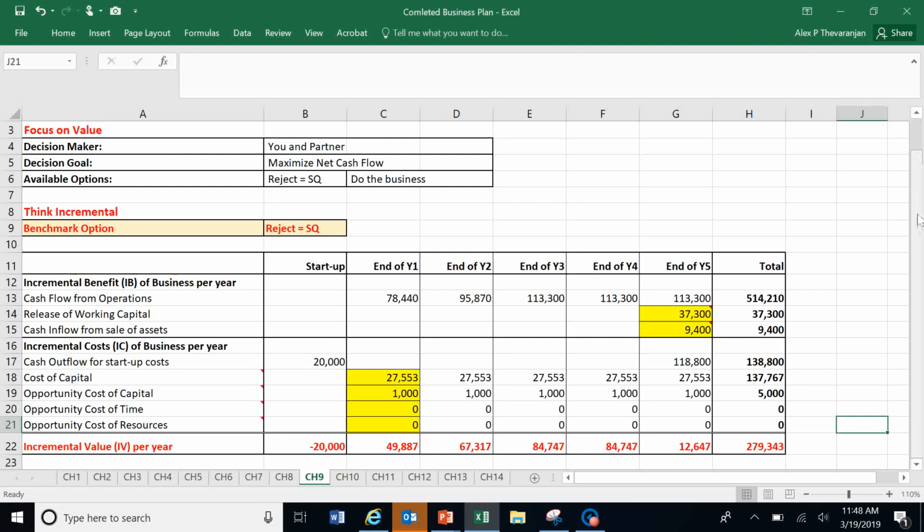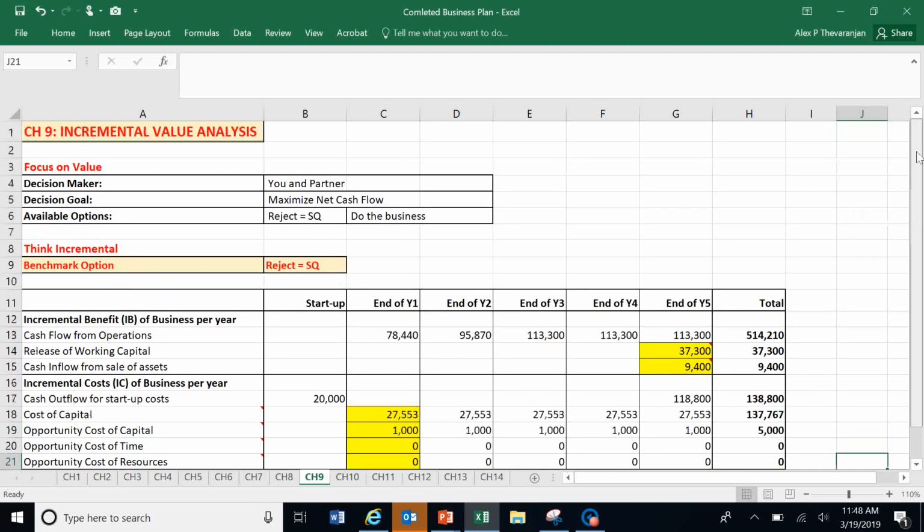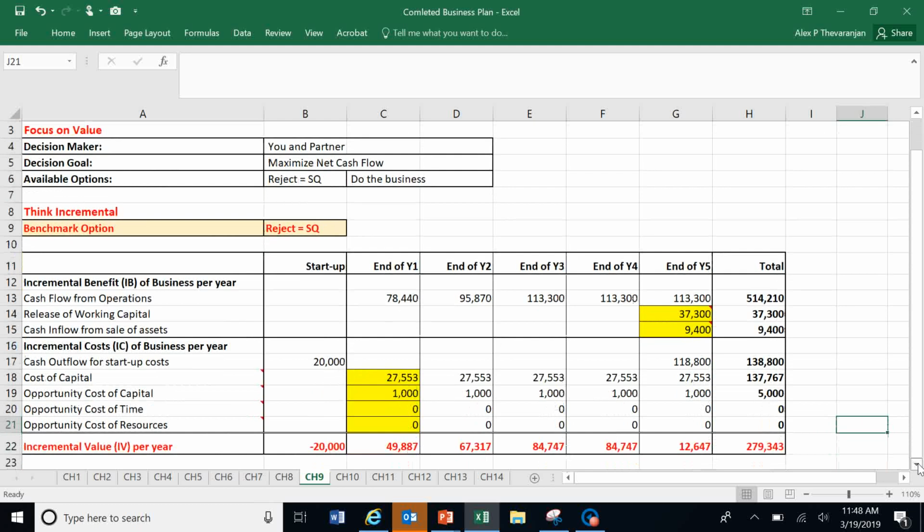Welcome to the video tutorial on chapter 9, incremental value analysis. Spotting relevant information is tough, and incremental value analysis is the answer. The way we do incremental values, we do two things: we focus on value, and we think incremental.